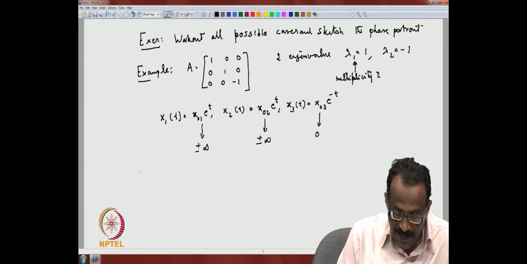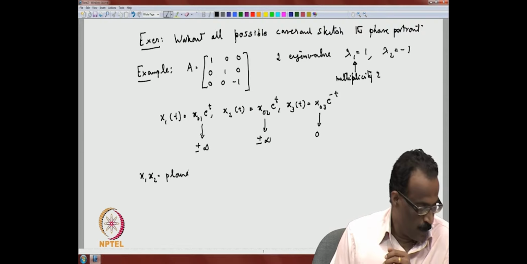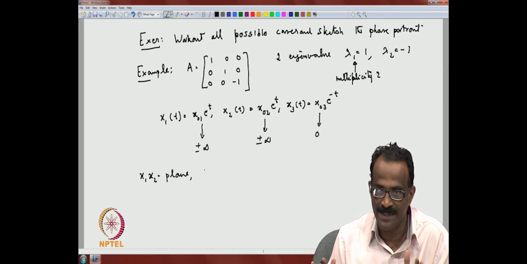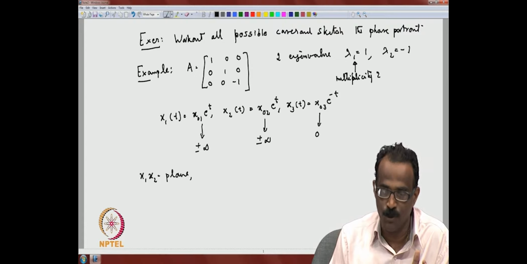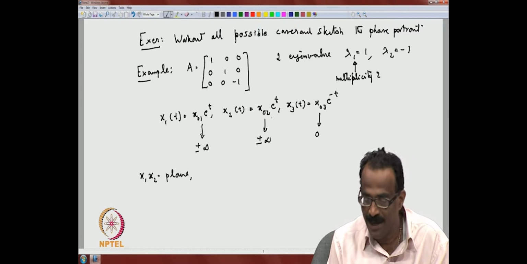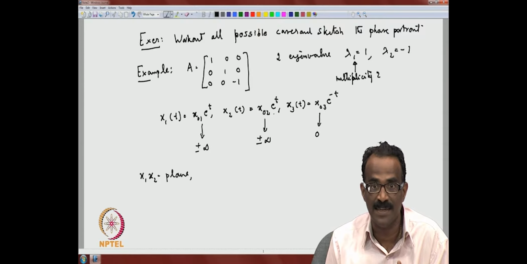If you look at your x1, x2 plane, you will have an unstable node type of picture. So forget about the x3 component and look at only the x1, x2 plane. It is something like a node, because x01 e power t, x02 e power t are nothing but straight lines in the plane.